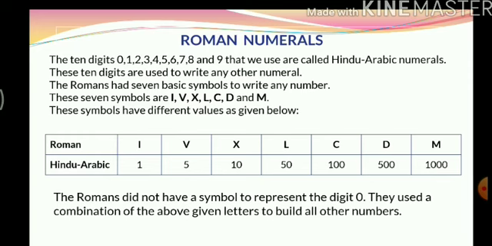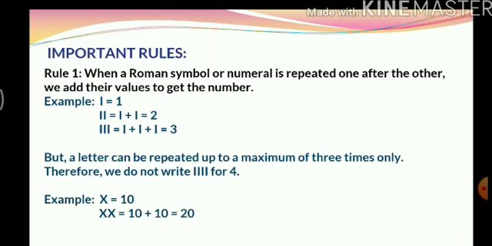But before we do that, let us read about some rules that we need to follow in order to write the correct Roman numerals. Rule number 1. When a Roman numeral is repeated one after the other, we add their values to get the number. For example, we know I stands for 1. So when we write II, it means I plus I. So 1 plus 1 is equal to 2. So the symbol for 2 is II. Once more, III is equal to 1 plus 1 plus 1, which is equal to 3. So the symbol of 3 is III.